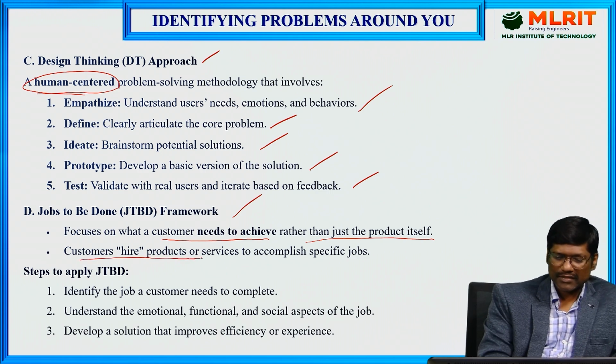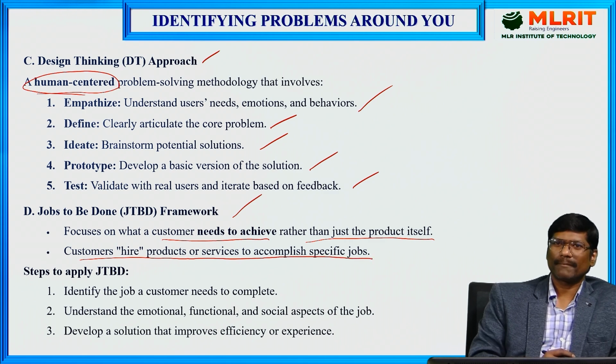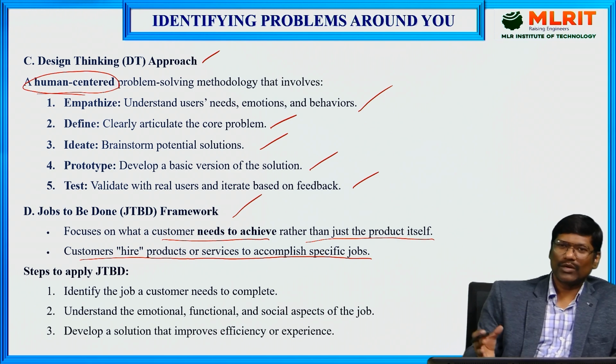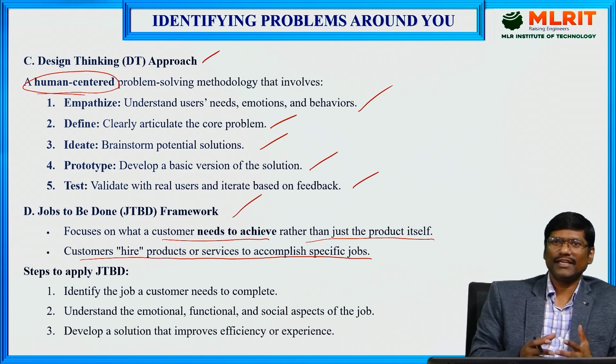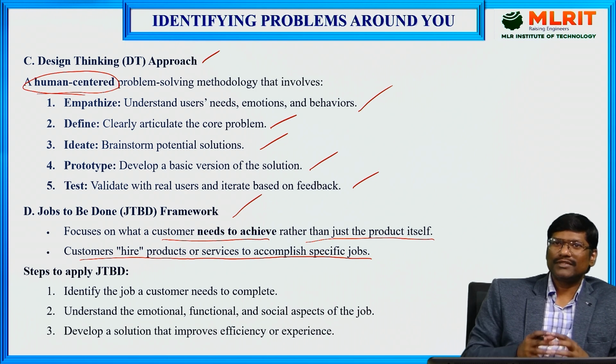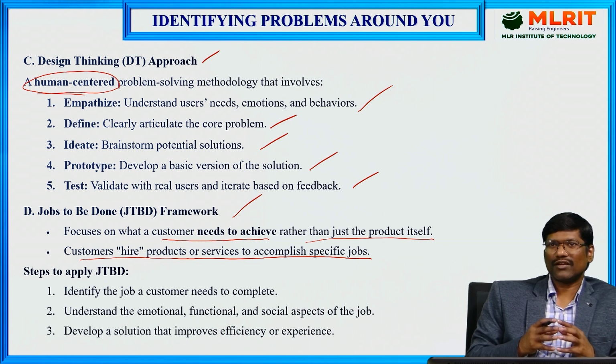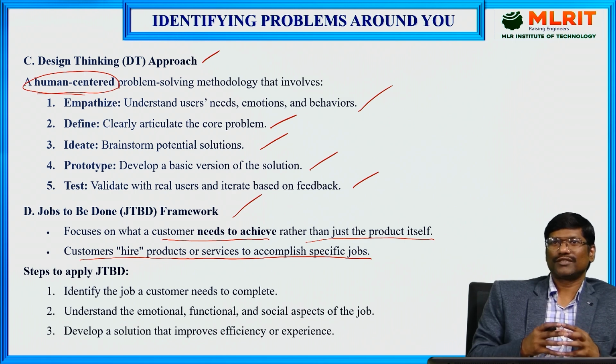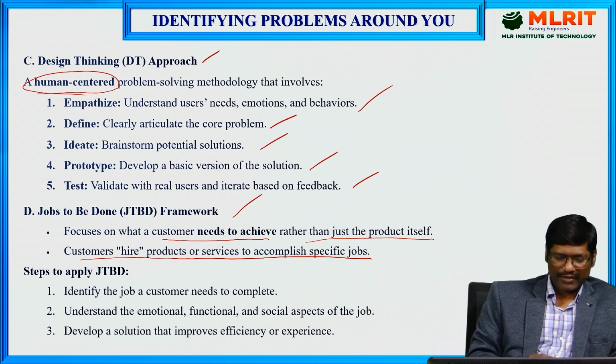Customers hire products or services to accomplish a specific job, right? If the customer doesn't know, he cannot think. He will see what are the existing tools. Out of those existing tools, he buys something which he thinks is suitable for him. Now think about the job or accomplishments that the customer is trying to do. Concentrate on that and see whether you can provide a better solution, a better approach for accomplishing the job, right? You need to think about it.